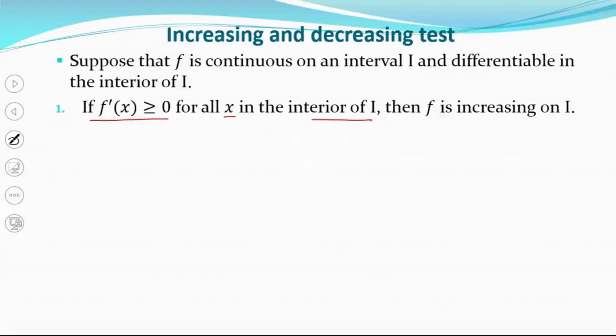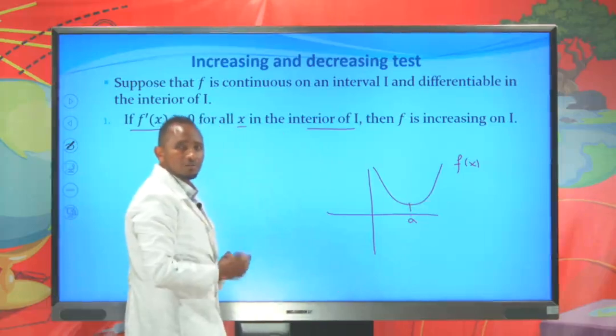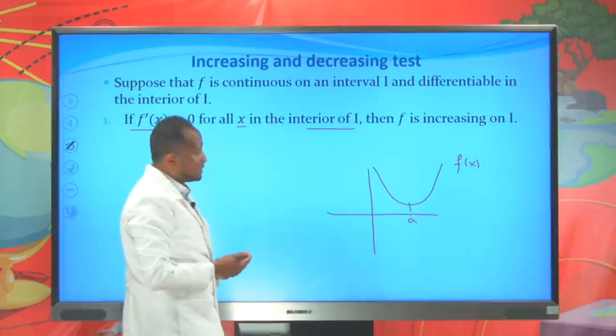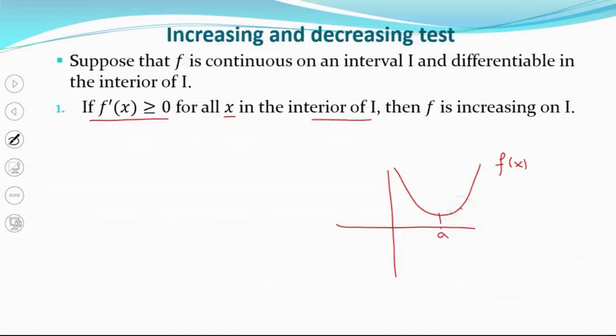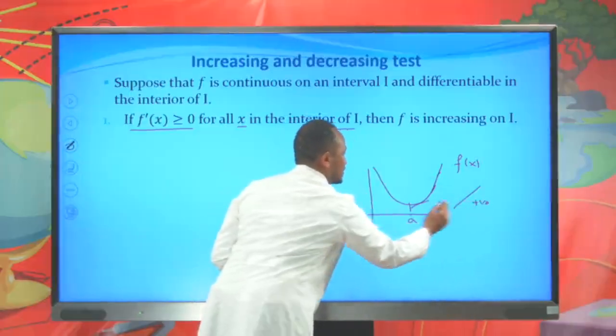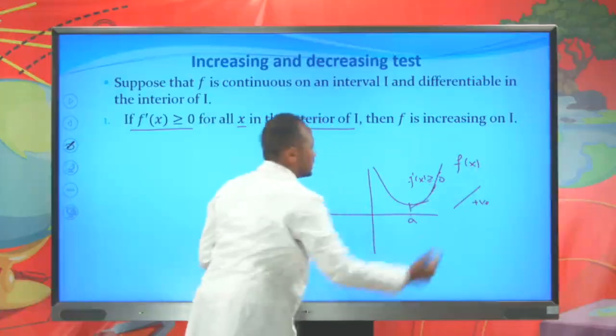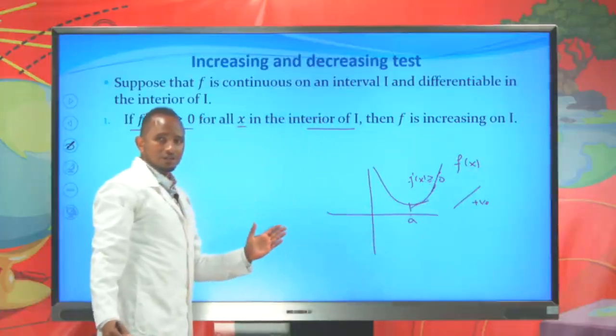Look, if we have this function f of x, the derivative of this function from the right side of this part is positive, because you know derivative means it is the slope of the tangent line. If you draw a tangent line at this point, you will have one tangent line like this. So the slope of such a line is positive, or that means the derivative of this function is greater than or equal to 0 for the right part of a. Therefore, this function is increasing.